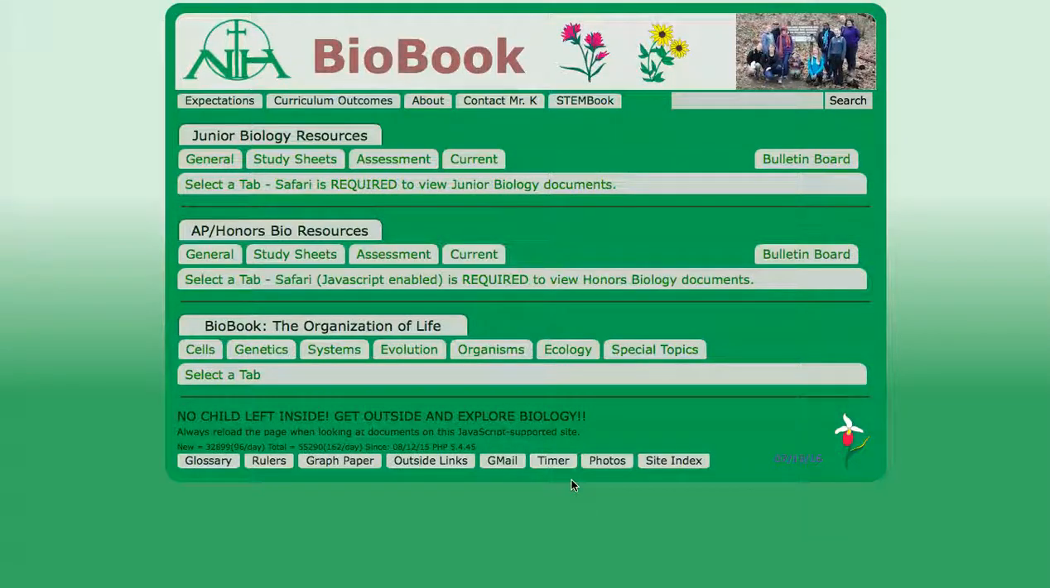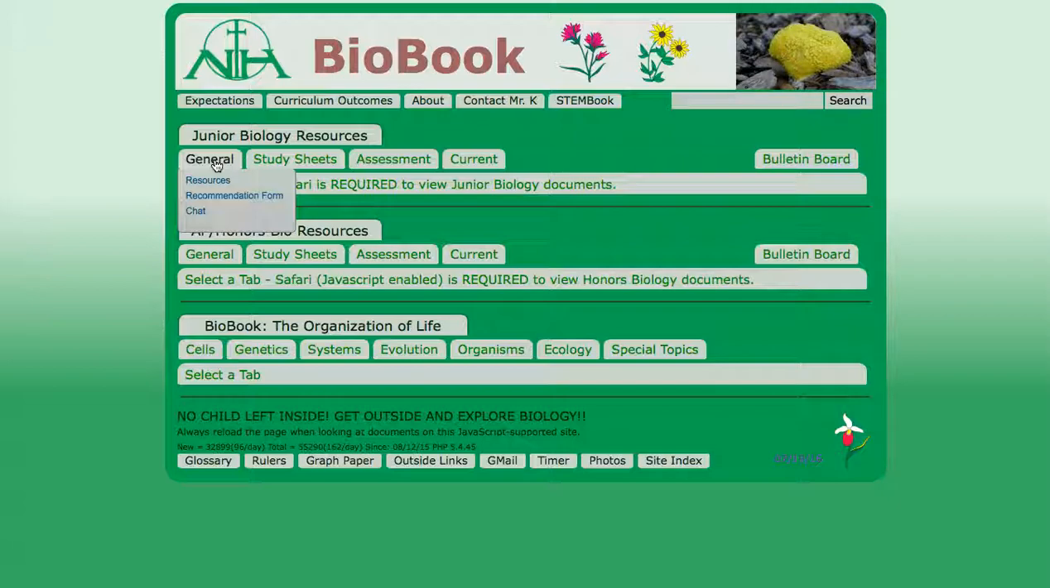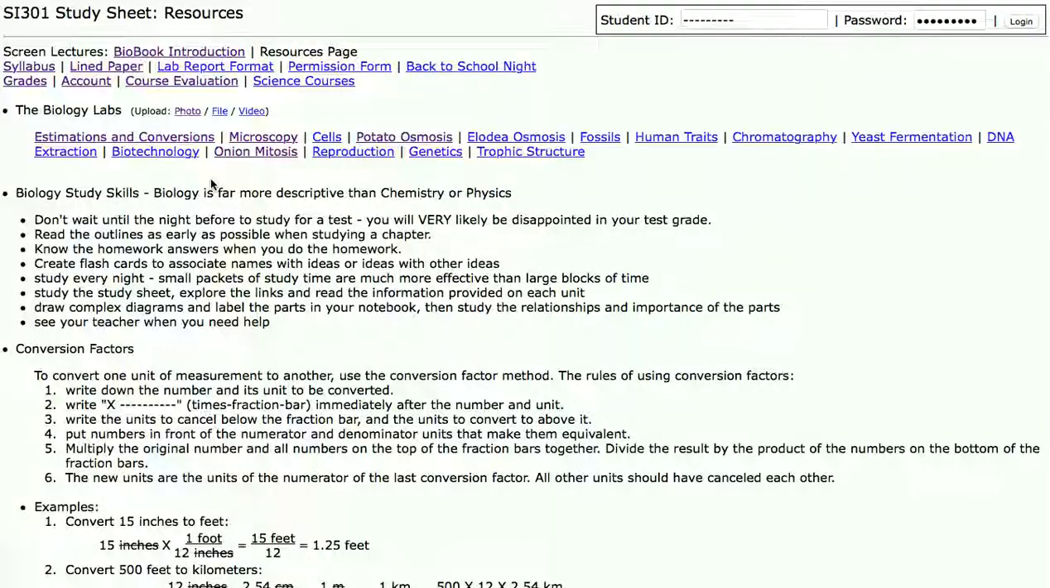Hi, I want to talk a few minutes tonight about the resources page that's associated with the general biology class. From the main BioBook index, which you can access by going to www.biobook.info, you can access your resources tab by putting your mouse over the general tab under junior biology resources, highlight resources, click on it. It will then go to this page.